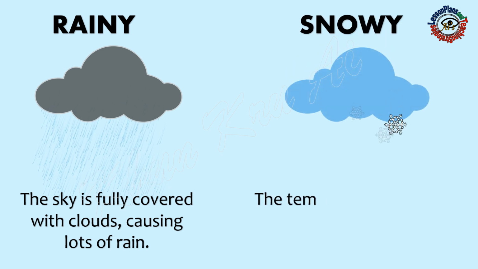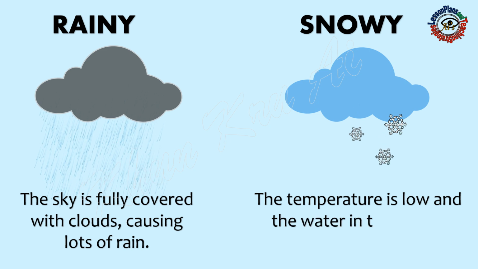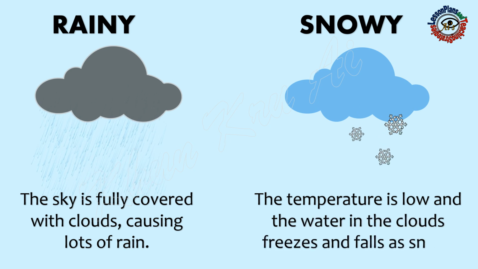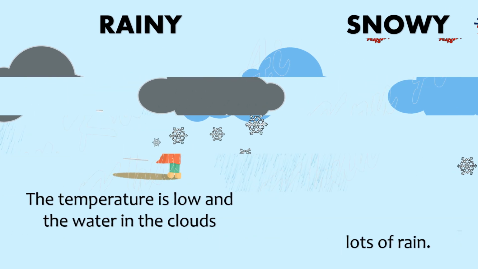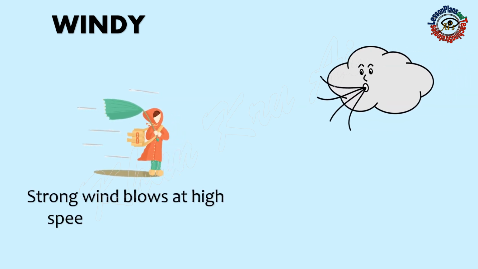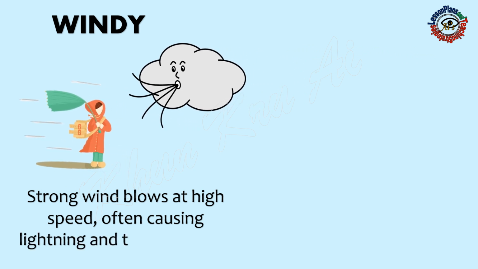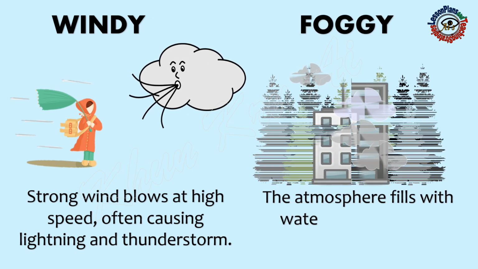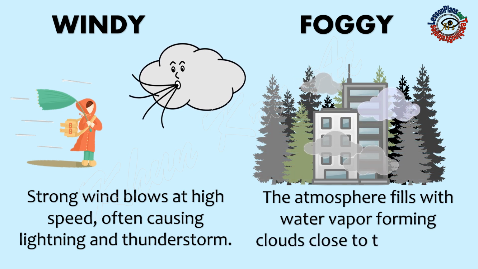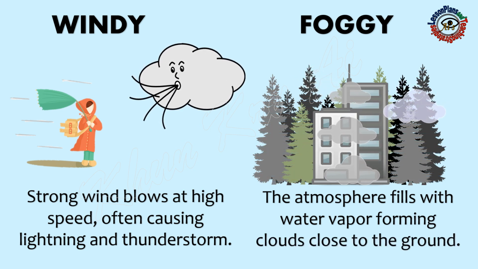Snowy. The temperature is low and the water in the clouds freezes and falls as snow. Windy. Strong wind blows at high speed, often causing lightning and thunderstorms. Foggy. The atmosphere fills with water vapor, forming clouds close to the ground.